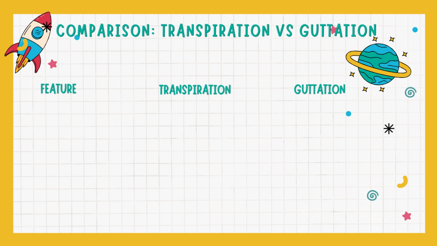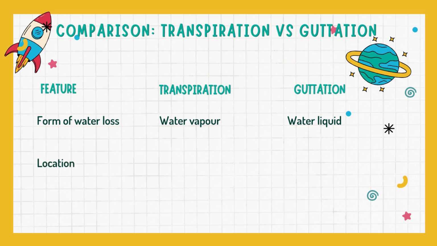Comparison, transpiration versus guttation. Feature: form of water loss. For transpiration, it is water vapor. For guttation, it is liquid water. Location: transpiration is through stomata. Guttation is through hydathodes.